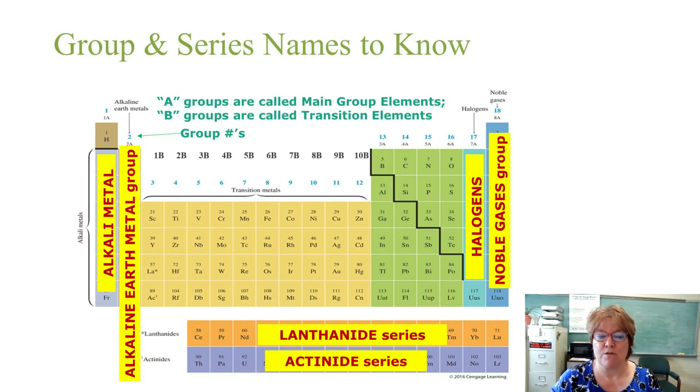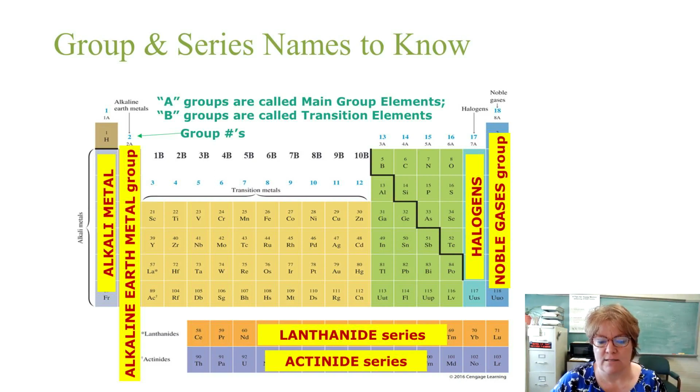There are some special groups and series you need to know. Note that the groups are actually numbered 1, 2, 3, 4, 5, 6, all the way up to 18. There are a couple of different numbering systems. Another way to name them involves numbers and letters: there are A groups and B groups. We're just going to use 1 through 18 because it's simpler. But we also need to know some special names. Group 1 is also referred to as the alkali metals, and group 2 as the alkaline earth metals. Group 17 is also referred to as the halogens, and group 18 as the noble gases. So we need to know those. When I say noble gas, I expect you to know that's one of the elements in group 18.